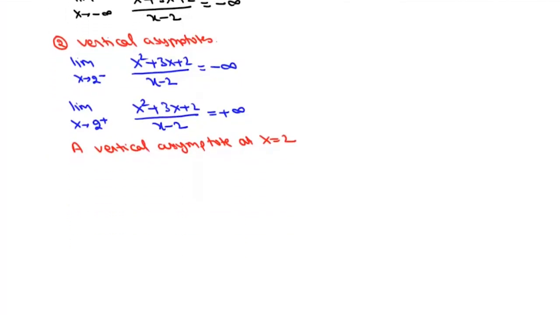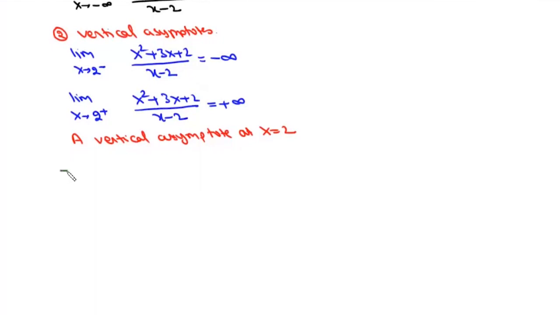Now for rational functions, there is a direct shortcut or a direct way to calculate oblique asymptotes. So here we'll calculate oblique asymptotes for this function. Basically in rational functions, an oblique asymptote will occur if degree of numerator minus degree of denominator is equal to 1. So there is a difference of degree 1 between numerator and denominator.